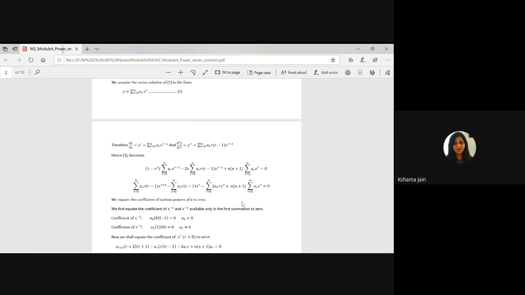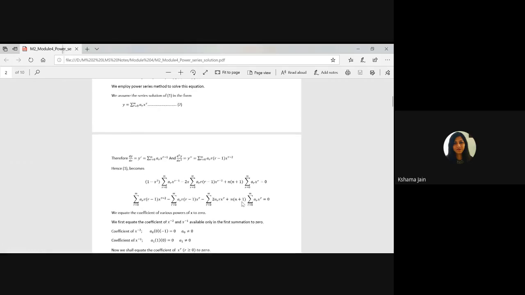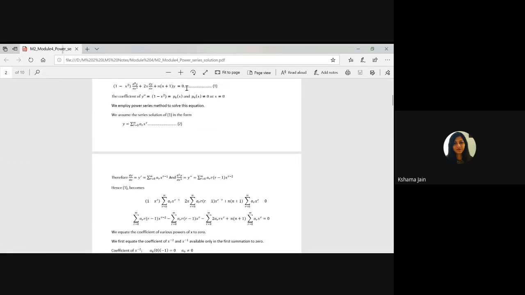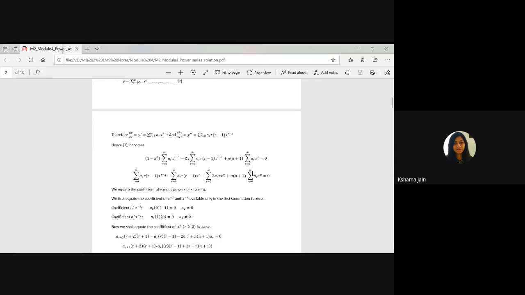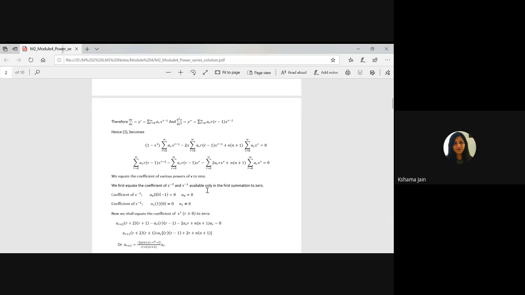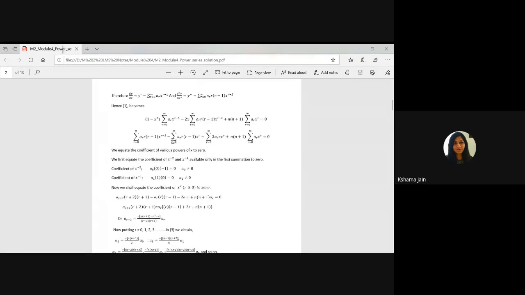For any kind of differential equation, to find its solution, our work is to assume y equals this y1, y2, and put it back into the equation. We have done that. After that, what will we do? We will equate the coefficient of x raised to the power r to 0. We equate the coefficients of various powers of x to 0. Okay, how will we do that? See here, the terms have x raised to power r minus 2, x raised to power r, x raised to power r, and x raised to power r.